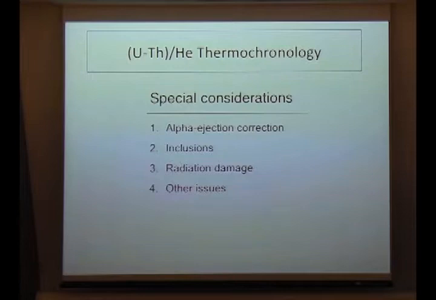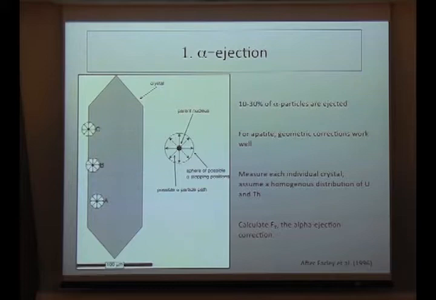Okay. So alpha ejection. It's relatively unique to the helium system. What I'm showing here on the left is a cartoon of some crystal. Each one of these little wagon wheel things is supposed to represent some parent nucleus, a uranium, thorium, or samarium atom that's in the apatite or zircon or whatever this crystal is. And what the arrows and the outer circle are showing are the range of distances that the helium produced during the decay will be shot, essentially.